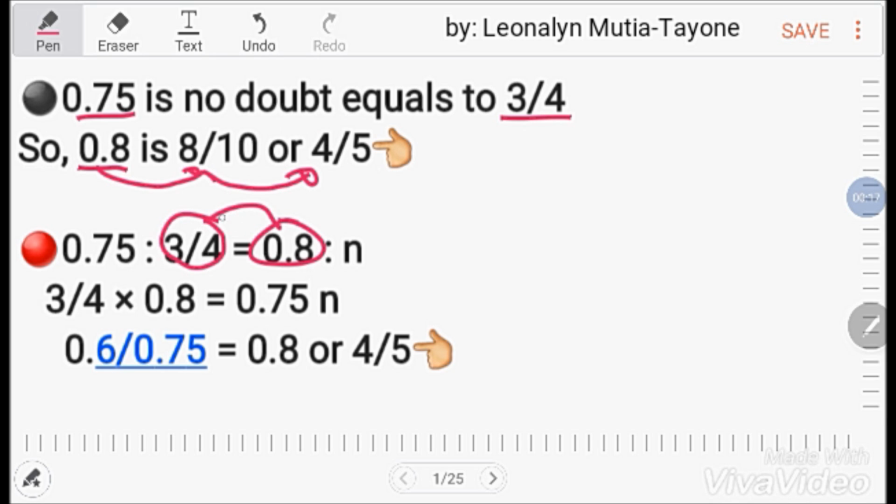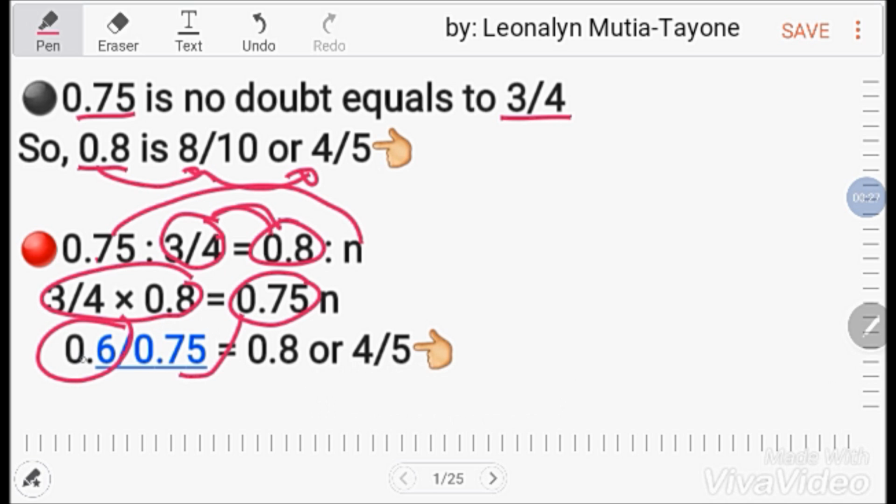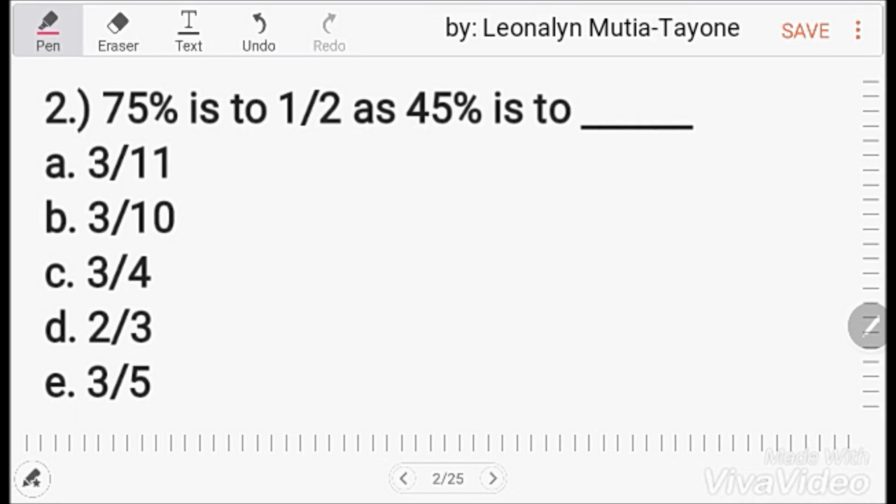Ito, minomultiply natin at saka ito. So, ito na yon. Tapos, si 0.75 dito na, i-multiply mo siya. Ito na. Tapos, 0.6 divided by 0.75 and that is 0.8 and the equals ng 0.8 is 4/5. Number 2, 75% is to 1/2 and 45% is to what?